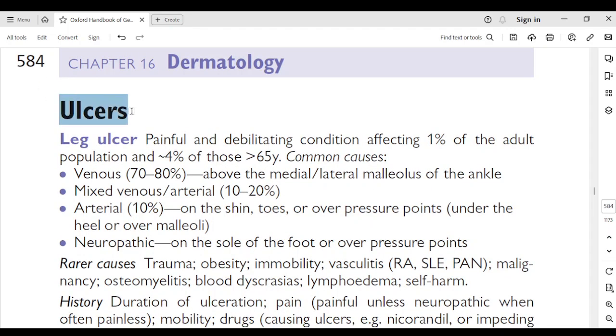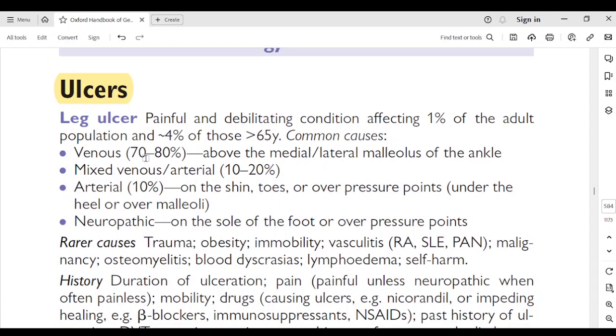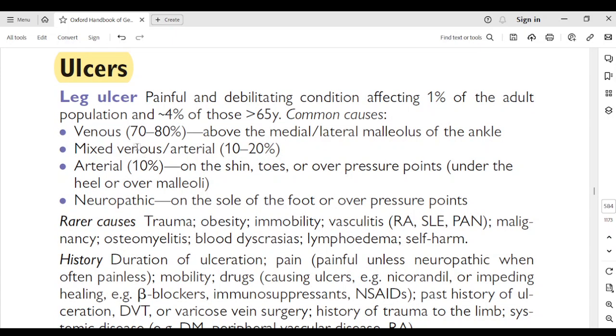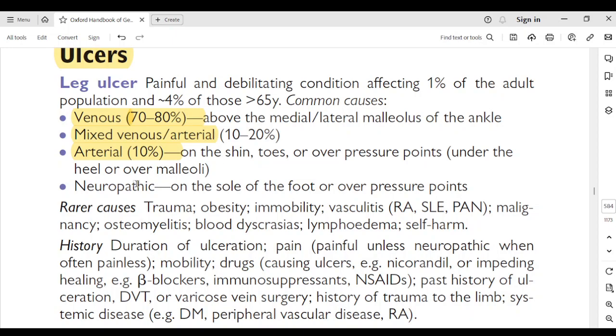Page number 584, ulcers. Leg ulcers. Painful and debilitating condition affecting 1% of the adult population, 4% of those more than 65 years. Common causes could be venous ulcers. The more common location is the medial or lateral malleolus of the ankle. Mixed venous or arterial ulcers 10 to 20%, arterial ulcers 10% on the shin, the toes or over the pressure points under the heel or over the malleoli. These are the common locations.